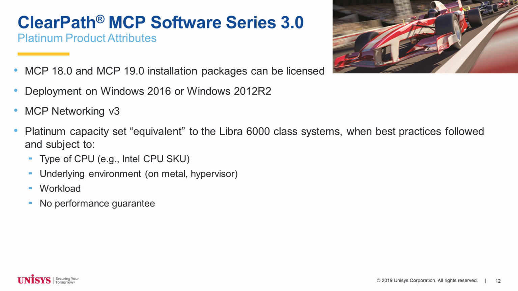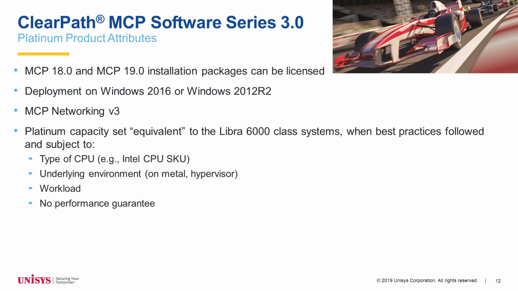Our Platinum capacity set is equivalent to the Libra 6000 class systems when best practices are followed. And what that means is the type of CPU is important, and in this case we'd be looking at the Skylake CPUs or the Intel x86 Gold CPUs. The underlying environment is also important. So if you're running on Metal versus on a hypervisor, you'll see a little bit better performance on a bare metal system. It's dependent upon your workload.